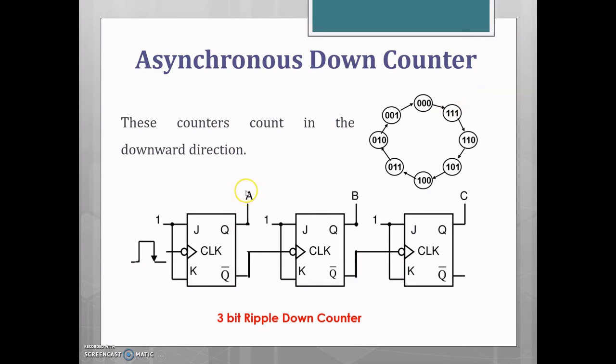In the up counter, the output QA is given as a clock for the next flip-flop, whereas in the down counter, the output QA bar is given as a clock for the next flip-flop. Similarly, the output QB bar is given as a clock for the next flip-flop. So in the down counter, the complemented output is given as the clock for the next flip-flop. And as usual, the flip-flop holding the LSB bit will receive the external clock. And again in this case, all the clock pulses are negative edge triggered.